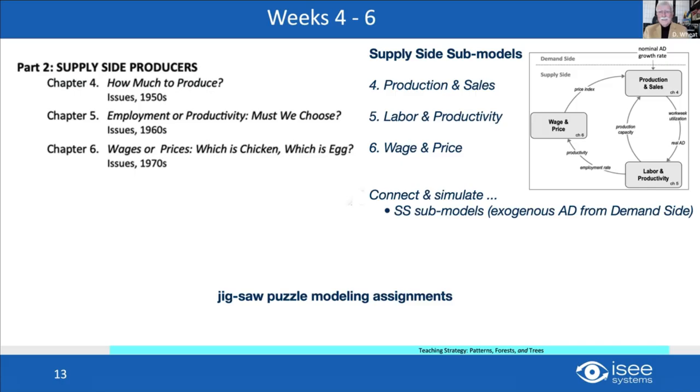Chapters 4 through 6 will focus on the supply side submodels, the production and sales submodel, labor and productivity, wages and prices. We're going to take a look at labor and productivity in more detail a little bit later.